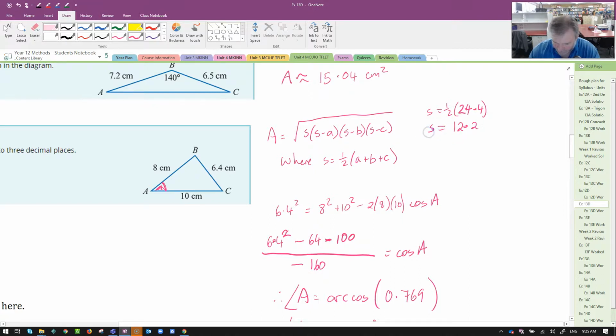So that's just 12.2. So the area is going to be equal to the square root of 12.2 times 12.2 minus 6.4, which would be 5.8, times 12.2 minus 10, which will be 2.2, and 12.2 minus 8, which will be 4.2.